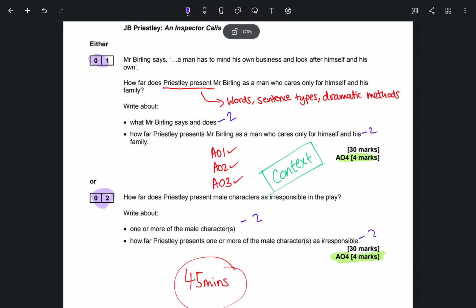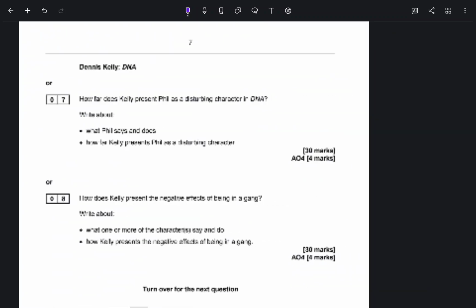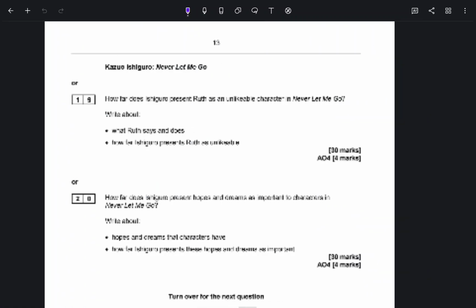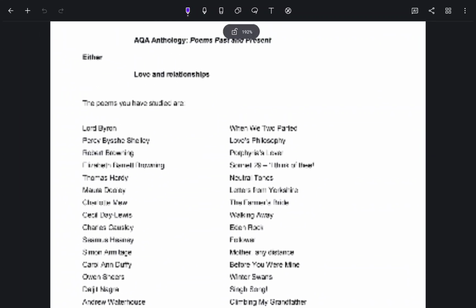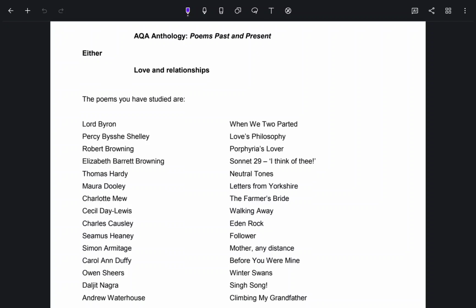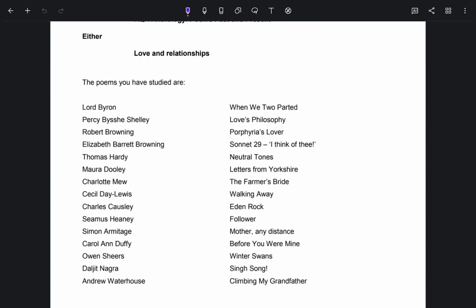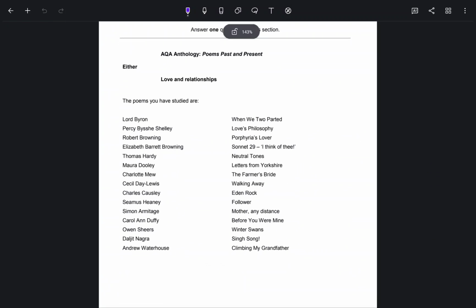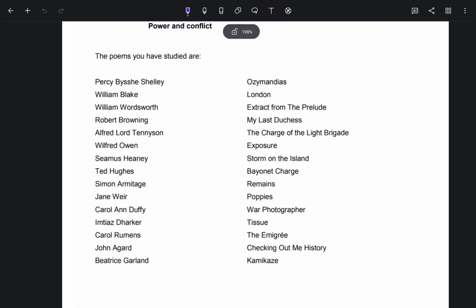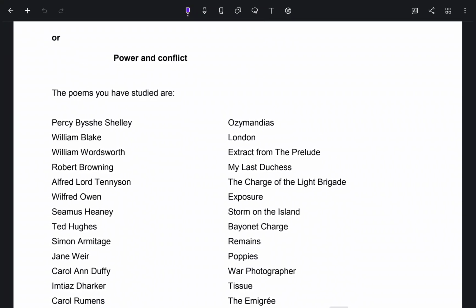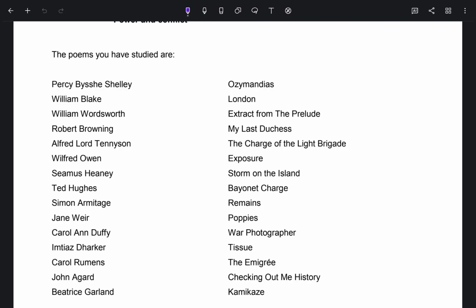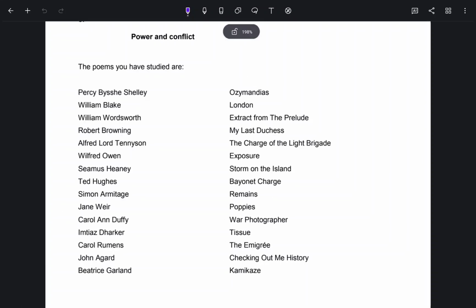So that would be your section A done for the first part of the exam. Now moving on to section B. If I just skip through all these questions because you would have already answered section A. Section B, personally my favorite section, is your poetry section. So this is something that you've already studied in school with your teacher. 15 poems, whether it's on love and relationships or power and conflict. Now, the majority of my students are studying power and conflict, and that's what I'm currently teaching as well. So you will be provided with one of the 15, from Ozymandias all the way down to Kamikaze, and you'll be provided with a question.